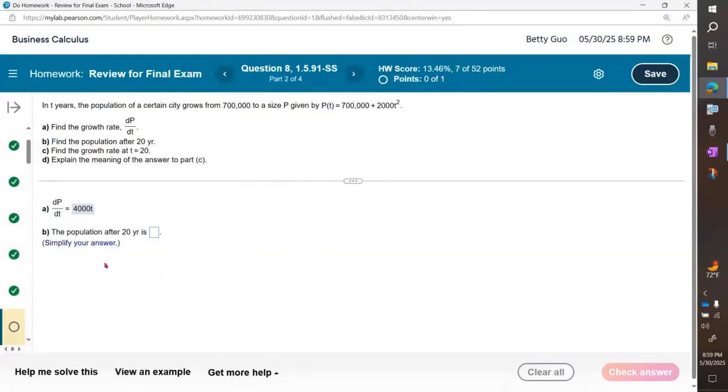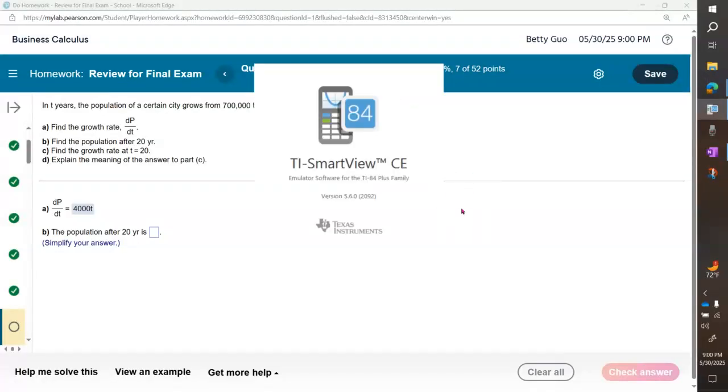Part B, we need to find the population after 20 years. P of t here is the population. t is the time in years. After 20 years, we just need to plug in t equals 20 into the function. So for part B, we plug t equals 20 into the population function. Simplify your answer. Let's see. I'm going to use the calculator here.